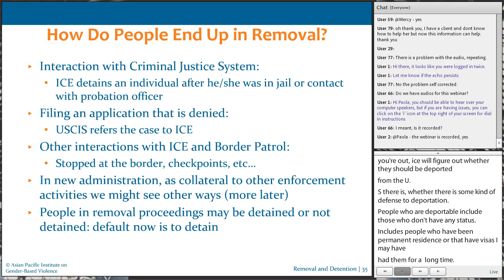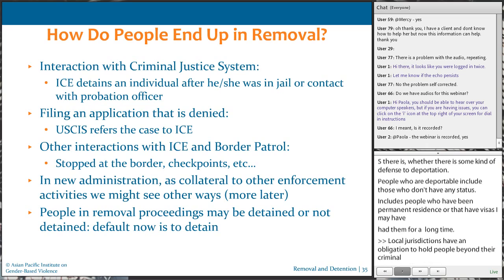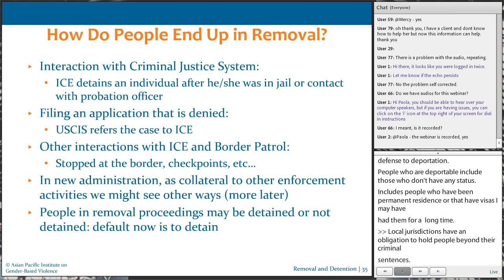And often, how people end up in removal, the most common way now, is interaction with the criminal legal system. ICE detains people after they've been in jail or in contact with a probation officer. This is what the current dialogue is about in the political arena, about whether local jurisdictions have an obligation to hold people beyond their criminal sentences. The vernacular around that is that a community that refuses to hold people beyond the term of their sentence is called a sanctuary city or sanctuary jurisdiction, though that term is used differently by different people.